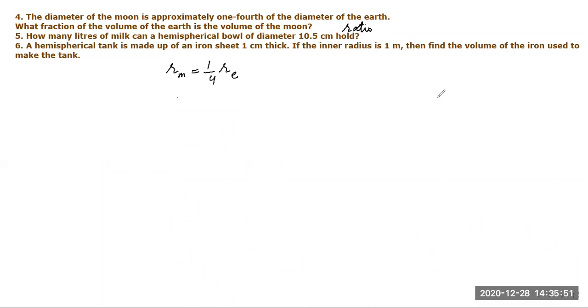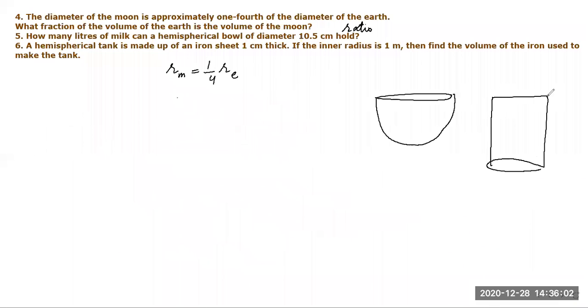Again, hemispherical tank means a tank like this. A cylindrical tank is like this, but this is a hemispherical tank like this. It is made up of iron sheet, 1 centimeter thick. Beautiful question. So this thickness is how much? 1 centimeter. Inner radius is 1 meter. You see, students, I will just tell you the inner radius. This is 1 meter.